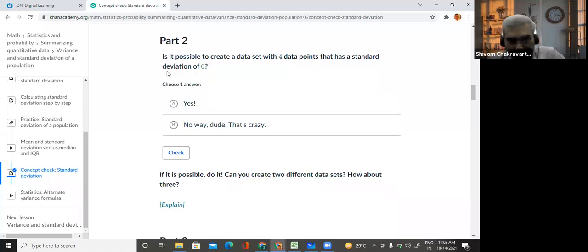Second question, let us go to the second question, shall we? Is it possible to create a data set with 4 data points that has a standard deviation of 0? The options are very informally stated. So again, take a minute. Don't worry about being right. Don't be afraid of being wrong. It's a safe environment. You can use your logic.